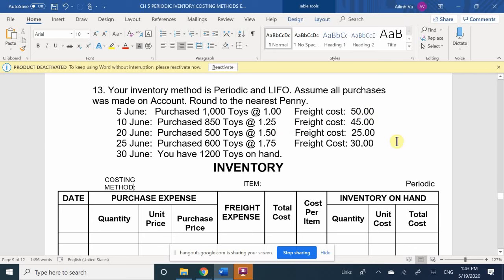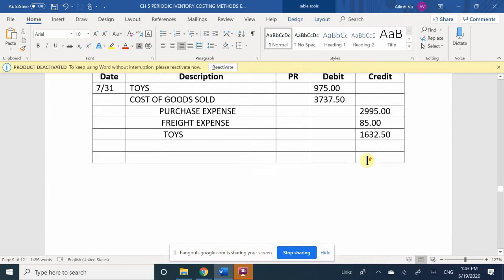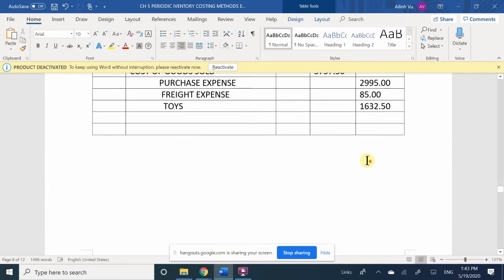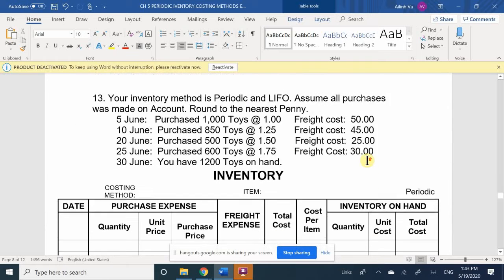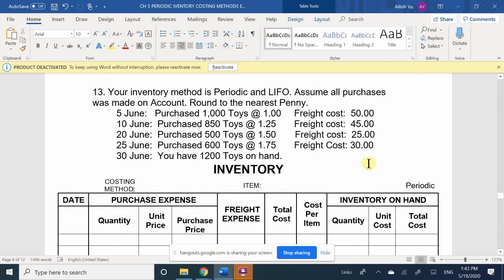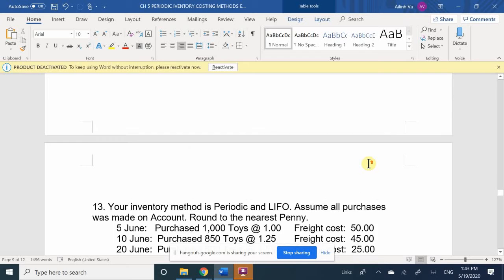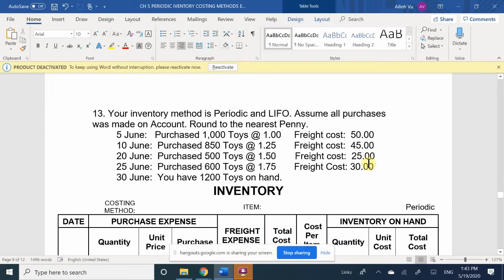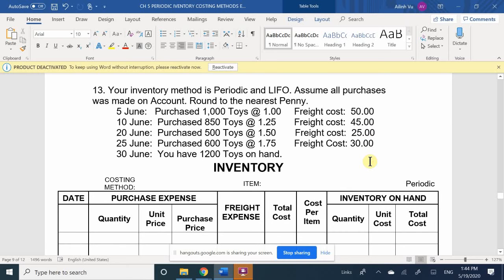Okay, welcome back everybody. Yesterday we went over the exercise for chapter 5. We went over an example of FIFO and an example of weighted average. Today I want to continue with the exercises, and this question is going to be for LIFO. So let's dive right in.